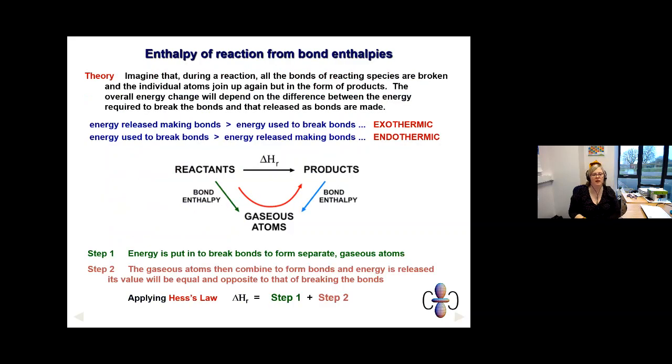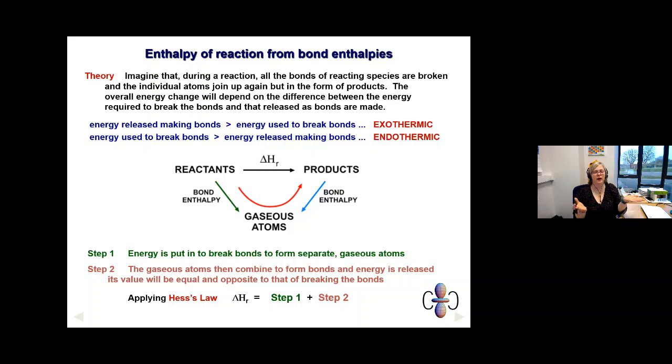So enthalpy of reaction from bond enthalpies. The theory here is that if you have a reaction, you think about all the reactant species or the atoms being broken up and shattered into individual atoms, okay? But then you reform them and put them back together in their product side, okay? So the overall energy change depends on the mathematical difference between the energy required to break them and the energy then released when you make a new bond, because that's the theory. To break up a bond, you need to input energy. When you form a bond, it is exothermic, or gives out energy.